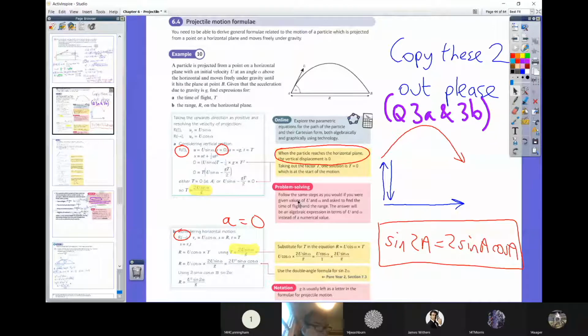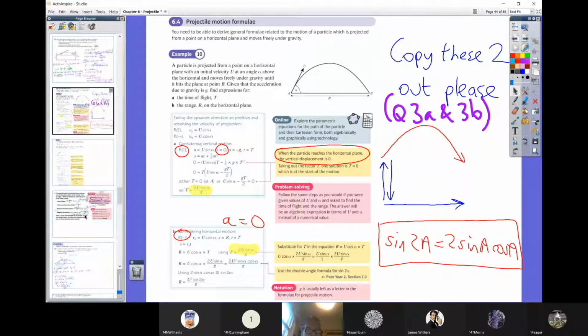Cool. So we've spent the last couple of lessons just working through when they've actually given us the numbers, so we are able to resolve vertically and horizontally. When we resolve horizontally, there is no acceleration. When we resolve vertically, we know the velocity is 0 at the maximum height, and we know obviously we're fighting against gravity, so our acceleration is minus g, and also we know the displacement vertically is 0 as the ball hits the ground again.